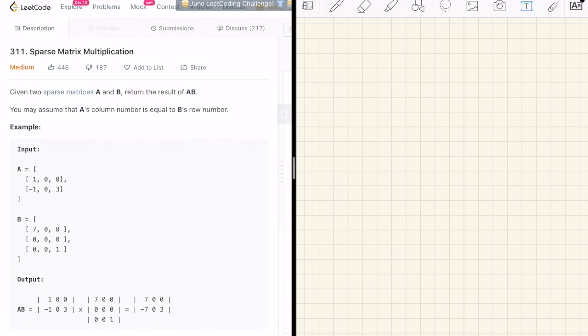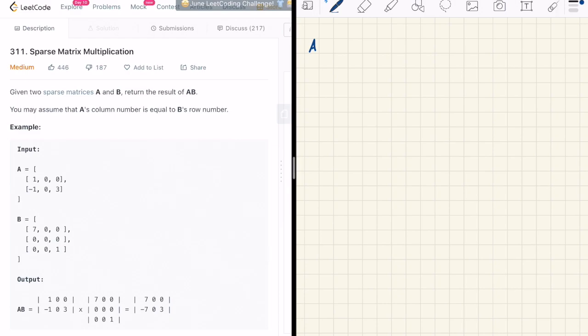So let's get started. If you just quickly read the problem: given two sparse matrices A and B, return the result of A times B. You may assume that A's column number is equal to B's row number. To quickly annotate this, I'm using Safari and GoodNotes to take notes. I would highly recommend having a notebook so that you can take down notes and understand it yourself, so you don't have to memorize the solution. Anyway, let's get started.